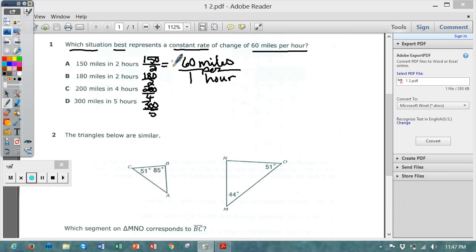So 150 divided by 2 is 75. 180 divided by 2 is 90. 200 divided by 4 is 50. And 300 divided by 5 is 60. And that one is exactly the same speed, constant rate of change.